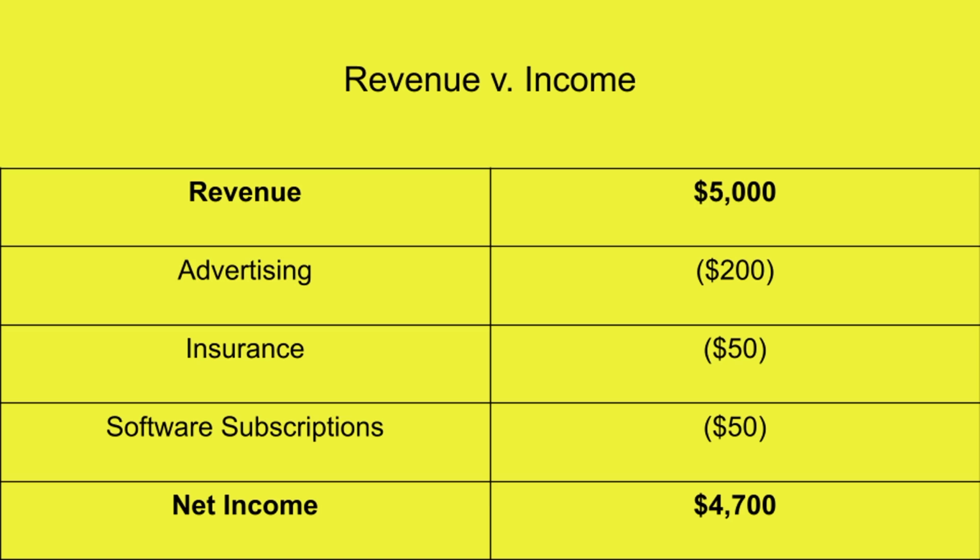And under our little scenario here, advertising, insurance, and software subscriptions are deducted from revenue. That's what a deduction is. You are deducting something from your business income. You are deducting something from your taxable income to arrive at the number that you're actually going to pay taxes on. So a tax deduction lowers the amount of income that you are going to be paying taxes on.